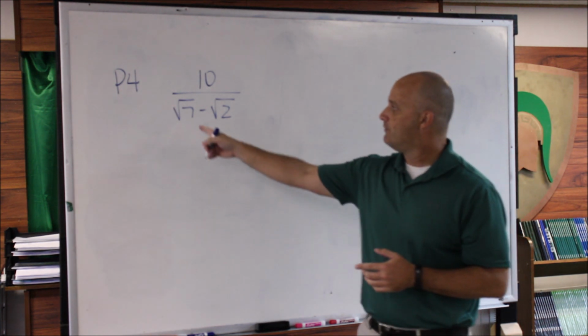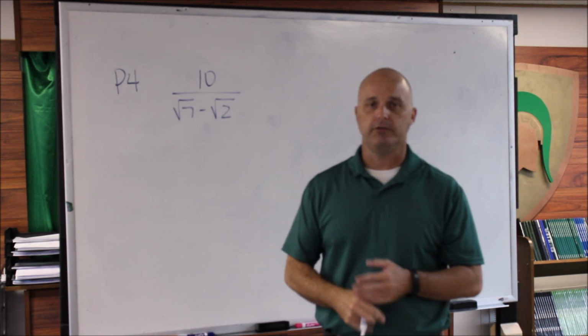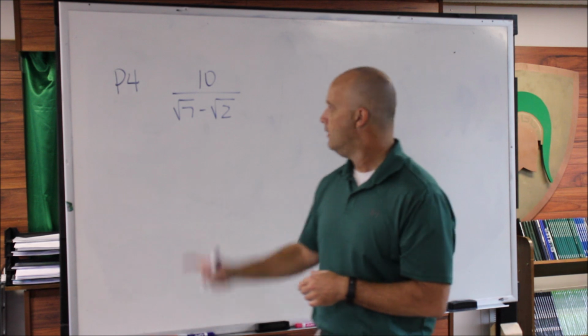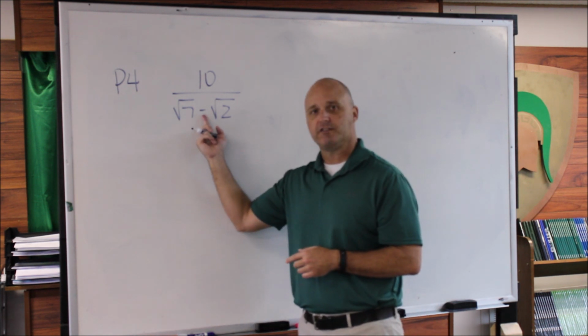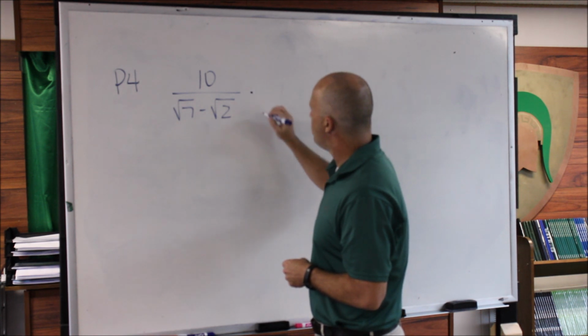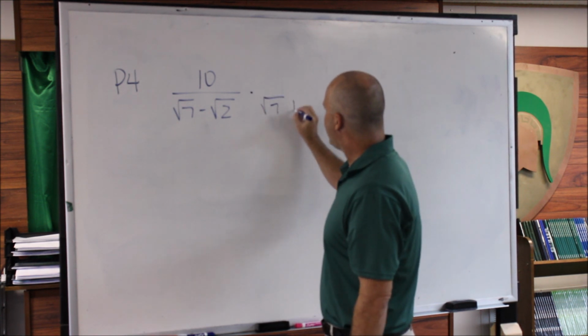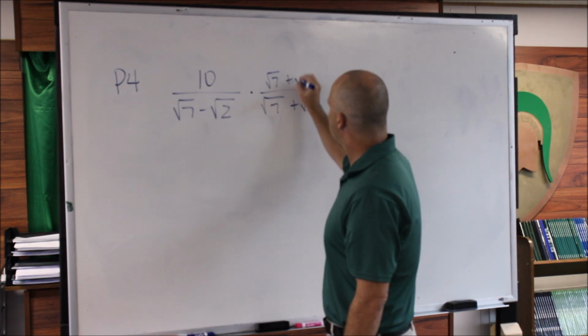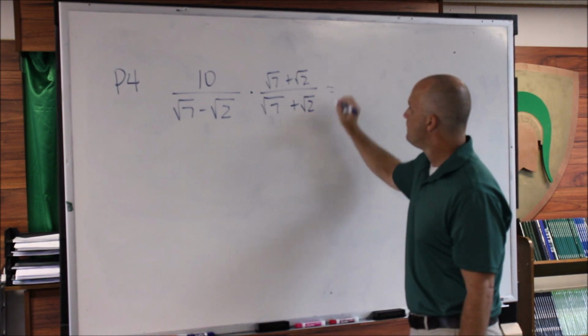The conjugate of square root of 7 minus the square root of 2 is just square root of 7 plus the square root of 2. All we do to get the conjugate is change the sign in front of the second term. So we're going to multiply both the numerator and denominator by that conjugate. And so what you'll see is that we're going to multiply them both by the square root of 7 plus the square root of 2.